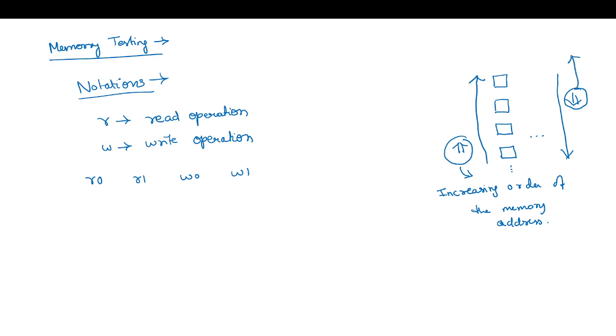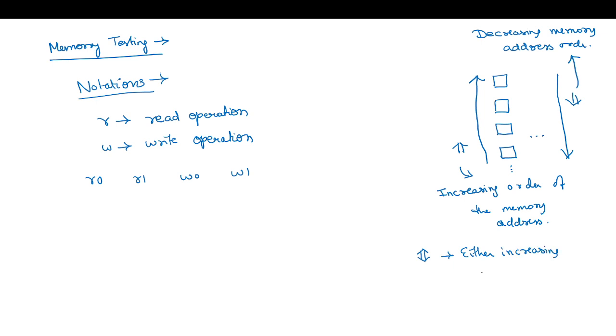The circle I'm just drawing for representing. There is no circle. It is for the decreasing memory address order. Further we have one more symbol like this, which is for either increasing or decreasing address order.